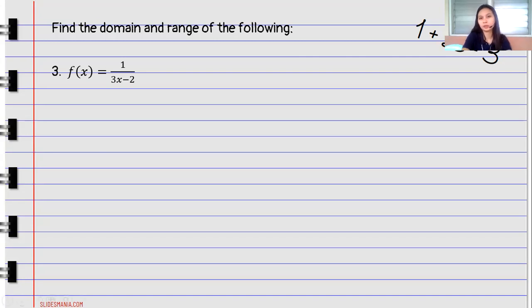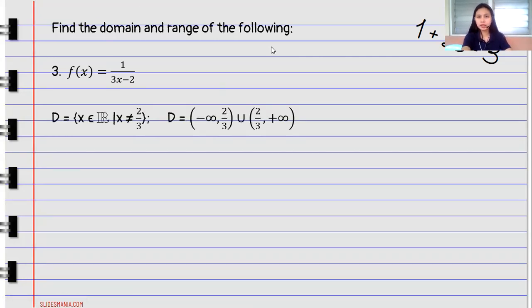Ayan, wait lang, may nag-chat. Ayan. So, yun, opo, yung para makuha po si domain, isolve nyo lang po si 3x minus 2 po or yung denominator natin. What do you think the value of x that will make our function undefined, or that will make our denominator 0? Actually, we're just simply looking for the value of x. So, we will get 3x. Okay? So, 3x minus 2.